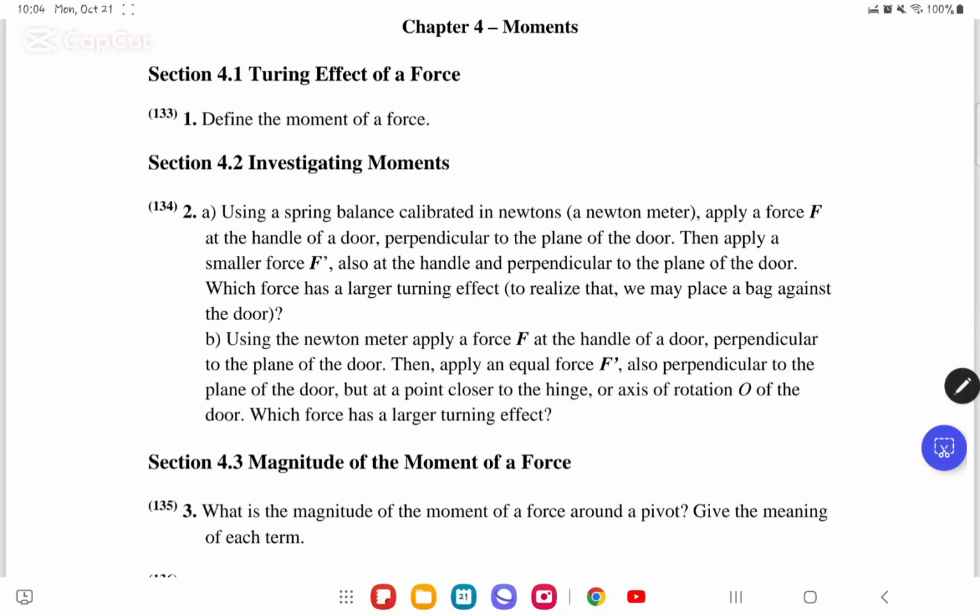Hello guys, so now I'll be explaining the chapter 4 CQD. If I have time, I'll be doing the past papers. If not, I'll let you guys do it by yourselves.